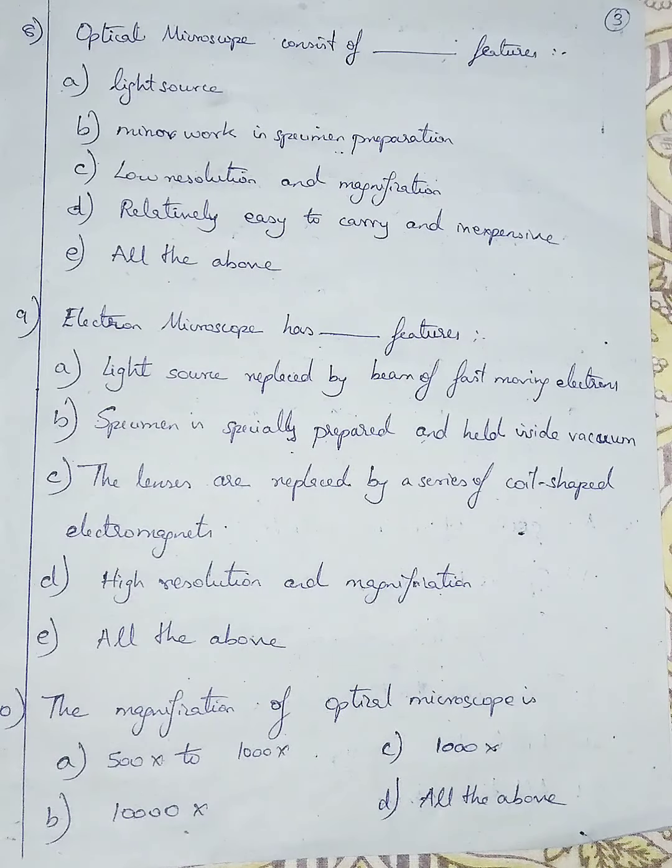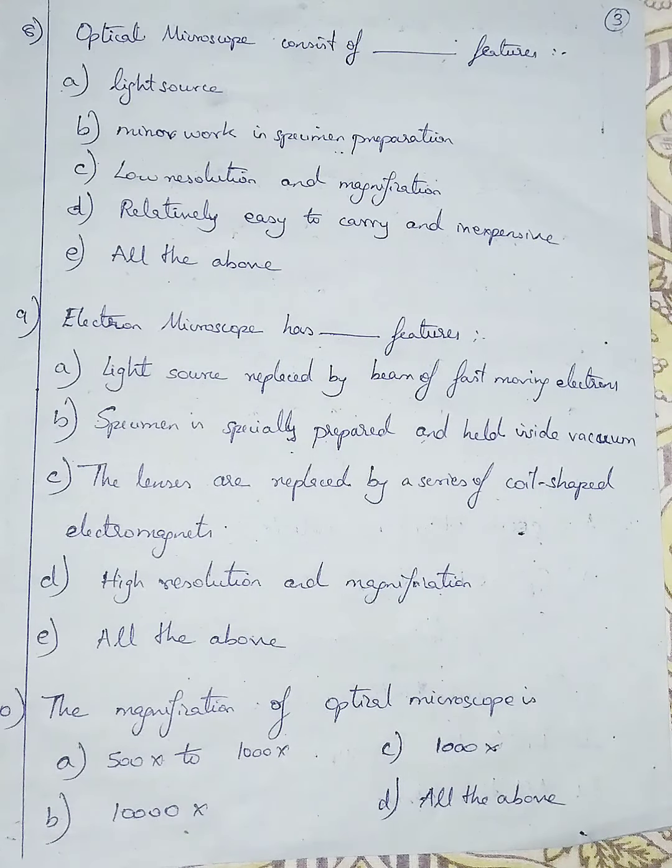An optical microscope consists of dash features. Option A, light source. Option B, minor work in the specimen preparation. Option C, low resolution and magnification. Option D, relatively easy to carry and inexpensive. Option number E, all the above. We have two types of microscopes, optical microscopes and electron microscopes.